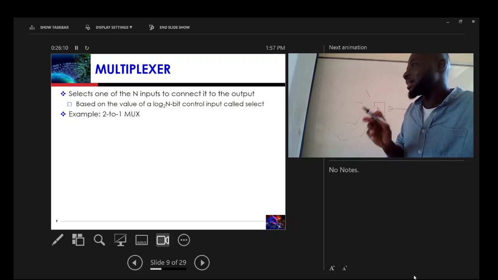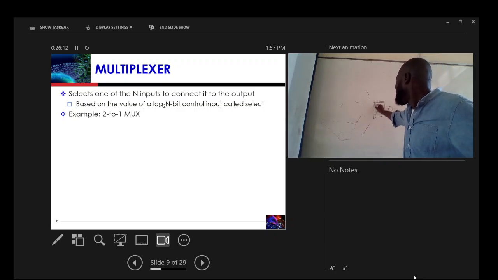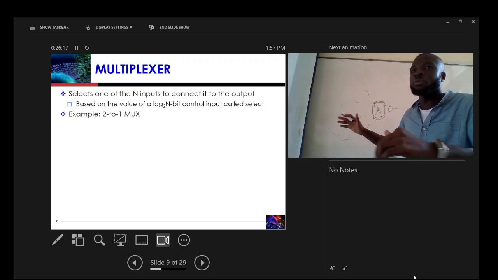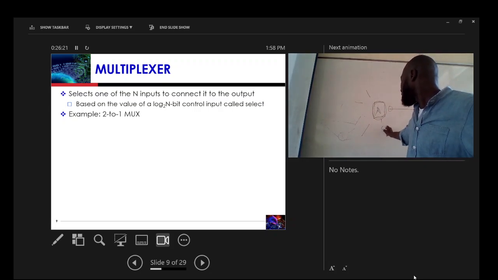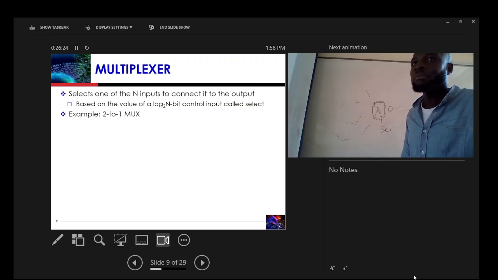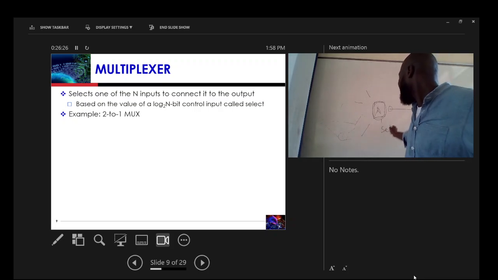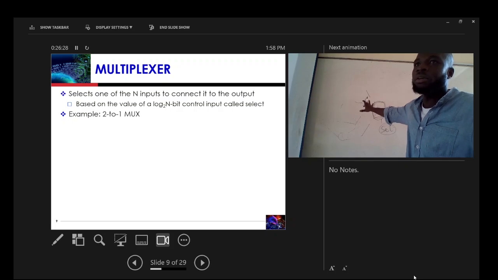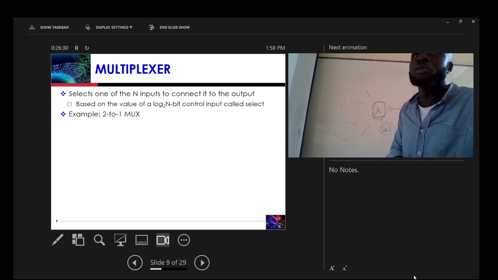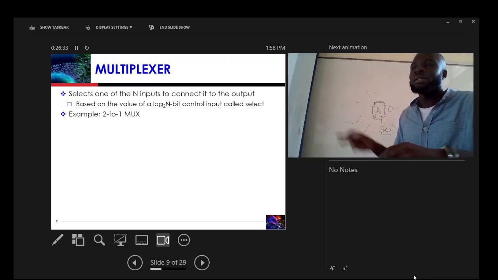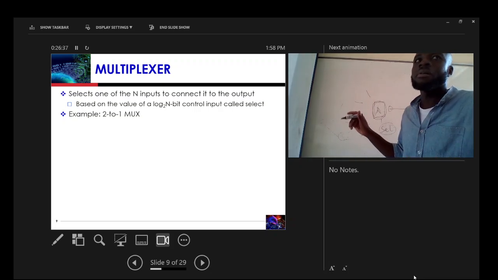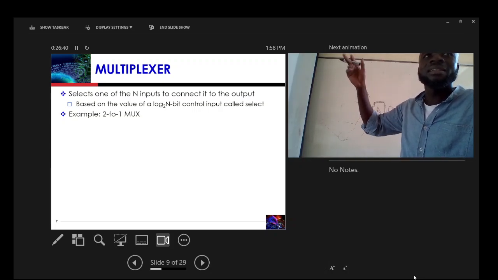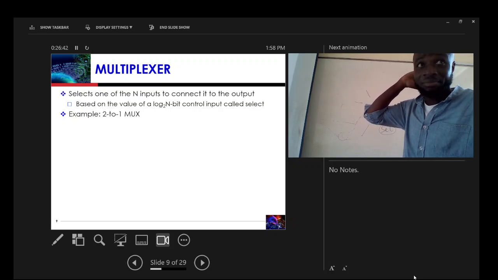But the most important thing here is how he will actually select which one goes through. We have something in the multiplexer called the selector. It is the selector you use to select which one goes through. Based on your number of inputs coming in, that will determine the number of selectors you have. Do you understand?